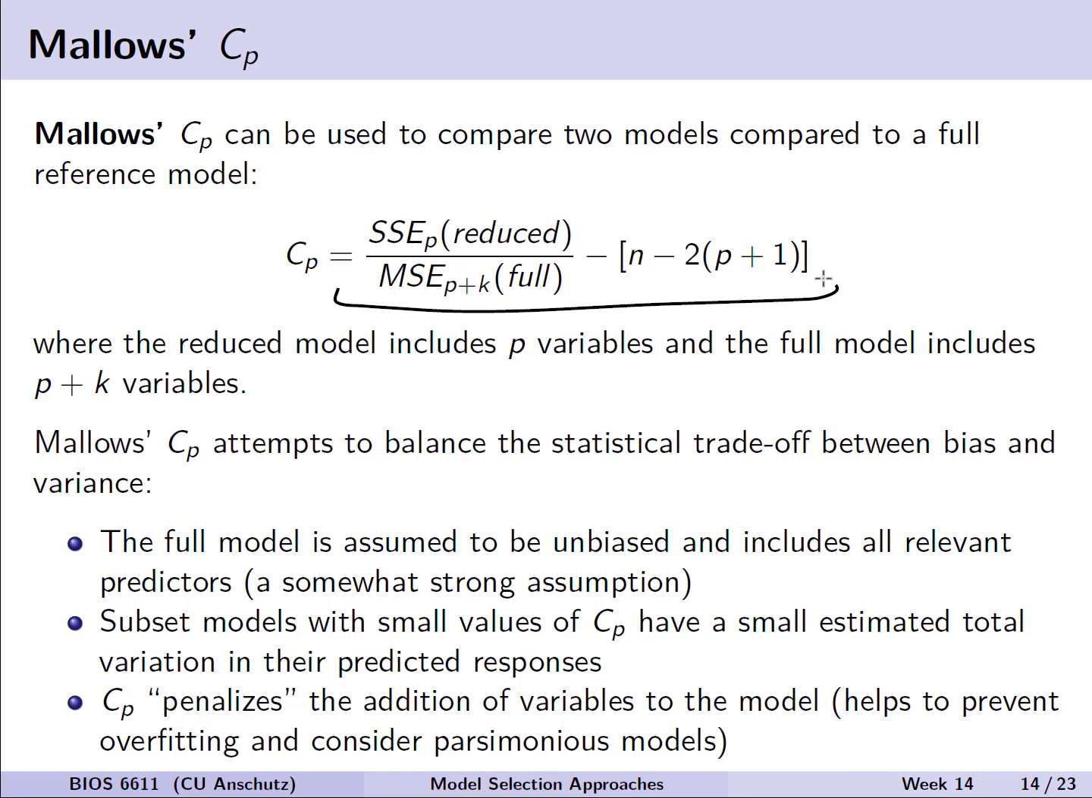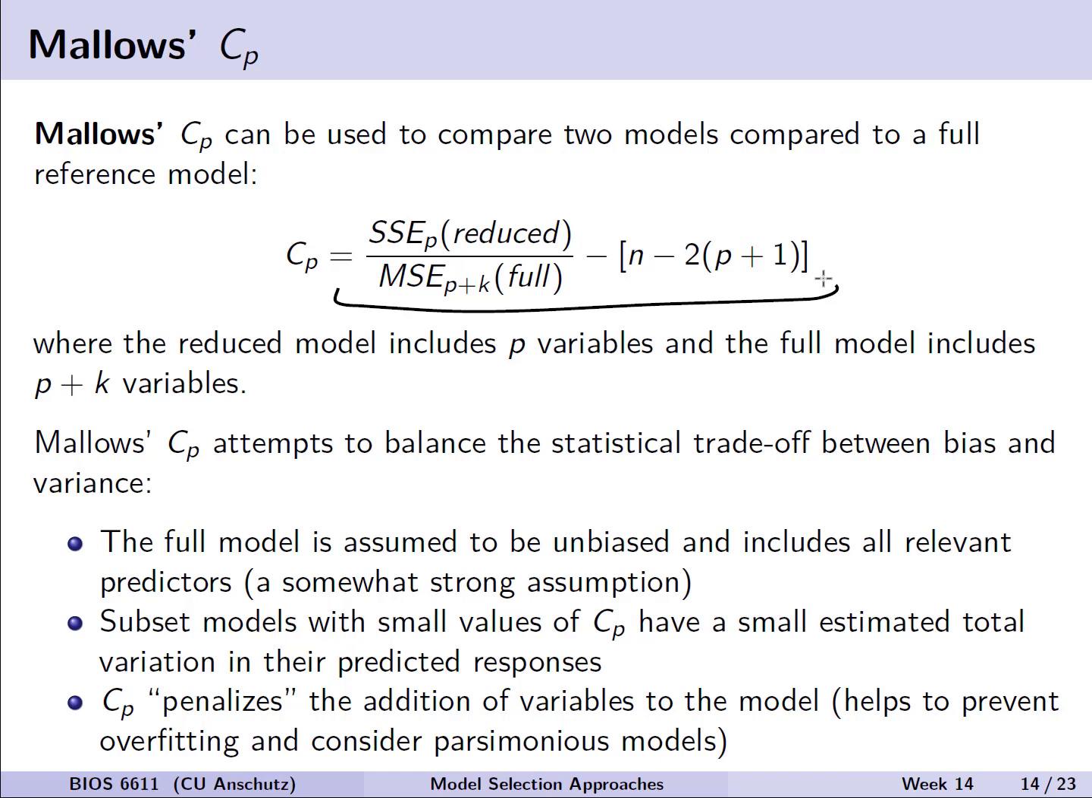However, the approach of Mallows Cp has a few assumptions or considerations that may be fairly strong. The full model, for example, is assumed to be unbiased and includes all relevant predictors. That means we haven't forgotten any of the relevant predictors either that are in our data set or that we didn't know to collect. Also, that assumption of being unbiased may be a strong assumption as well.